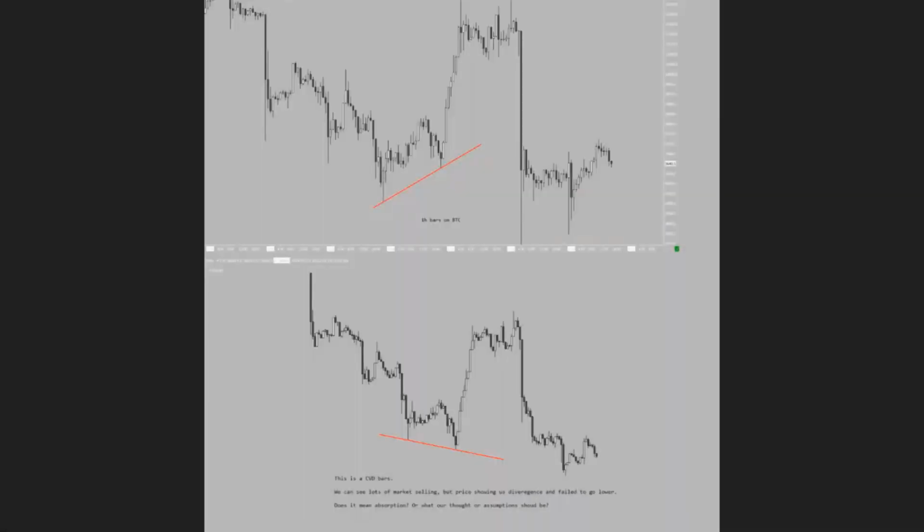This CVD here, we can see lots of market selling, but price showing us divergence and failed to go lower. Does it mean absorption, or what should our thought or assumption be? Yeah, this is a great example of delta divergence. Price failed to make a lower low, even though over the course of this whole area, there was more market selling than buying. Okay, to me that says that the limit order book here is strong on the bid side. Okay, because you've got more market selling than buying, and yet price isn't moving lower.